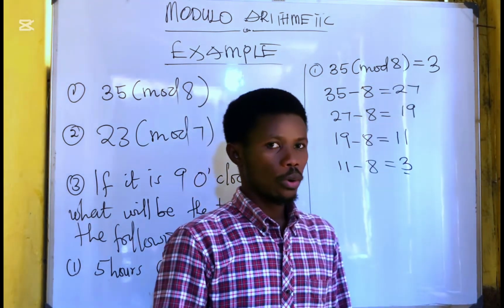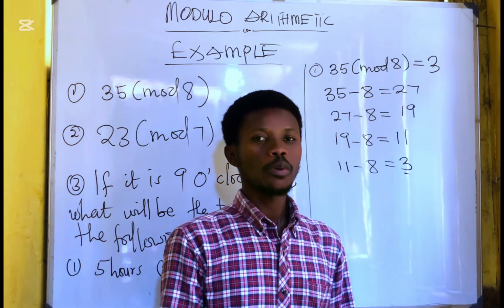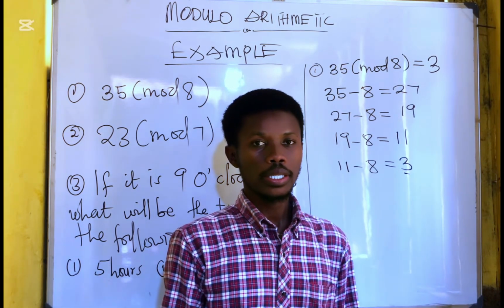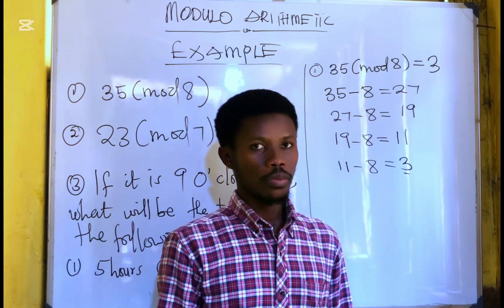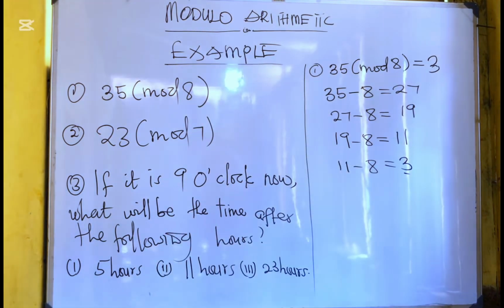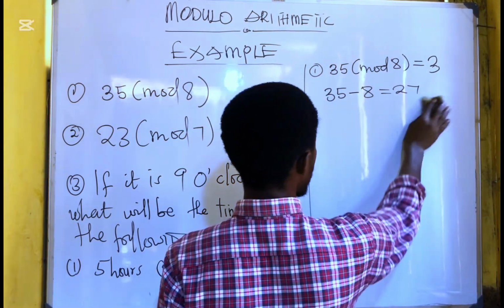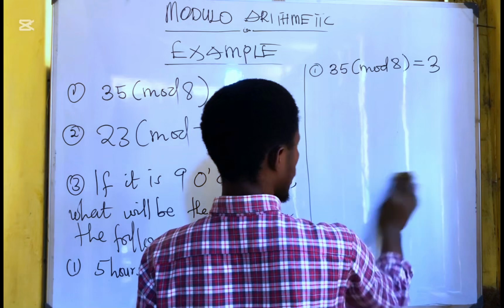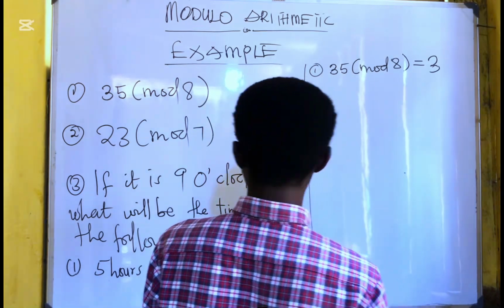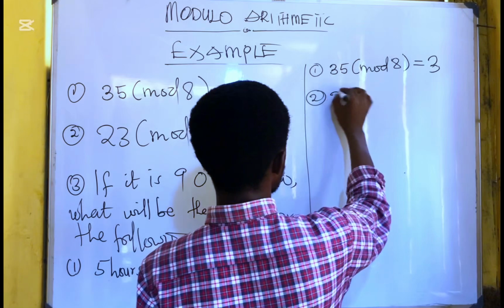So this is another way of doing it. Is that okay? Yes, this is another way of doing it. Either you keep on subtracting till you get a number less than the mod, or you just divide straight away and pick the remainder. Okay. So we now look at example number 2.